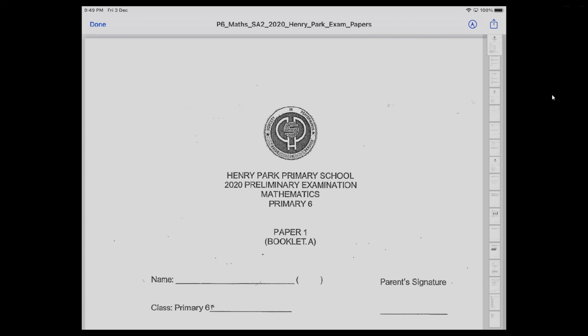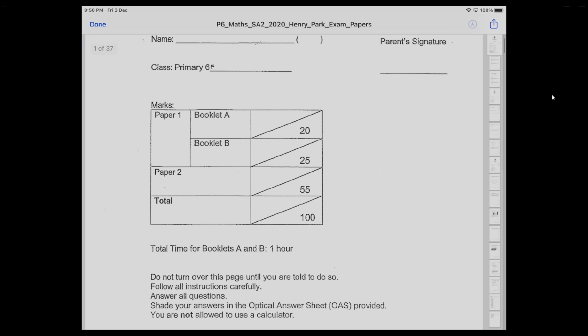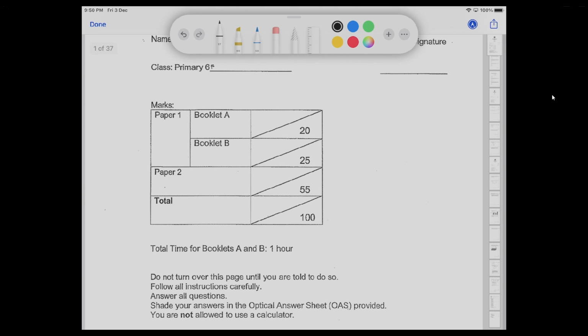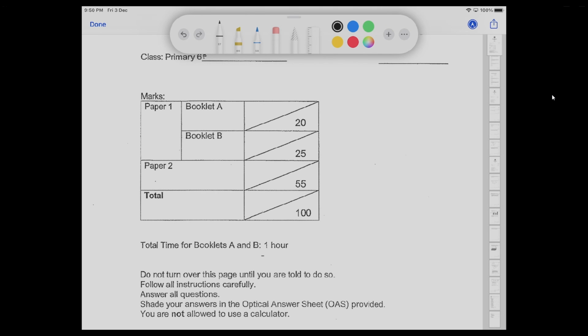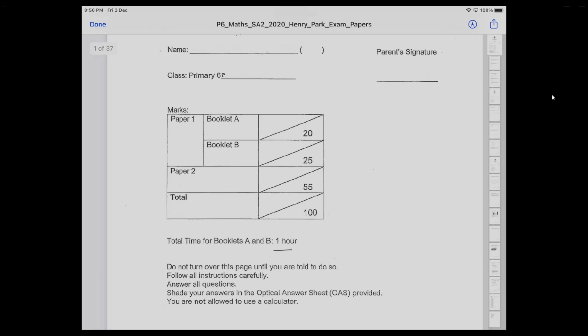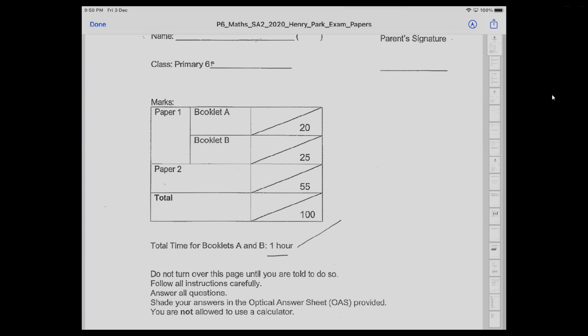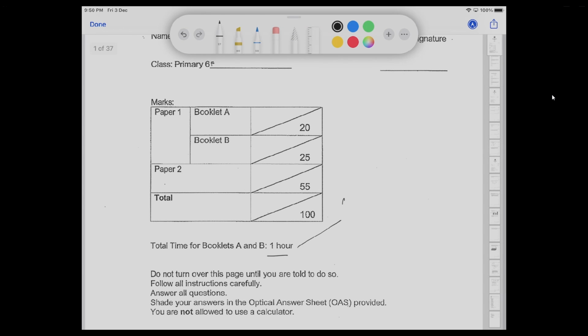Hello everyone, today we'll be doing the Henry Park Primary School prelim exam for Primary 6 in preparation for the PSLE. So we'll be doing booklet A and B today. As you can see, the allotted time is actually 1 hour, but what you'll really want to be doing is, out of this 1 hour, use just 45 to 50 minutes to finish the questions.